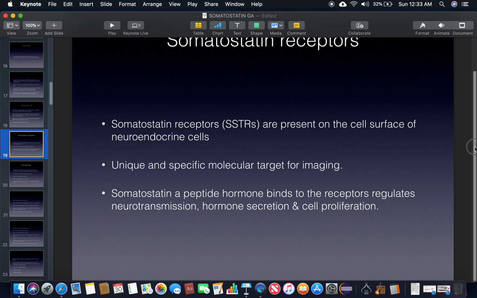I want to talk briefly about somatostatin receptors. These are present on the cell surface of the neuroendocrine cells, and this provides us a unique opportunity as a molecular target.